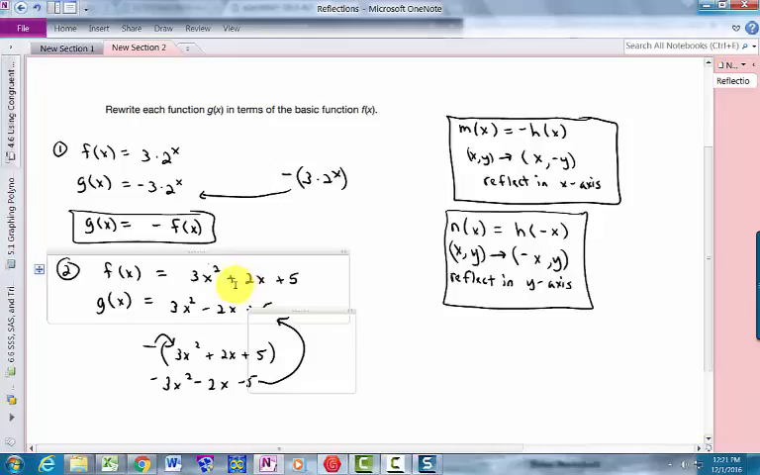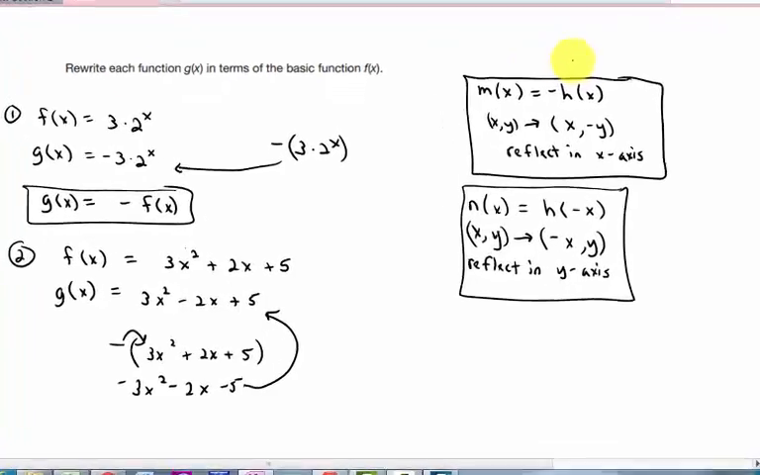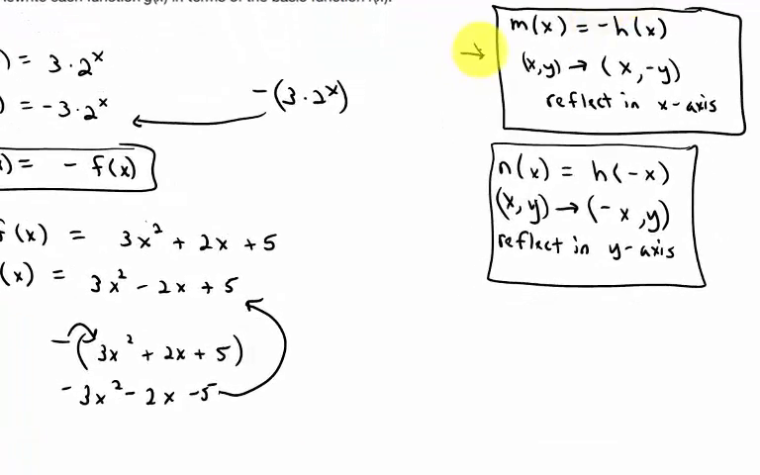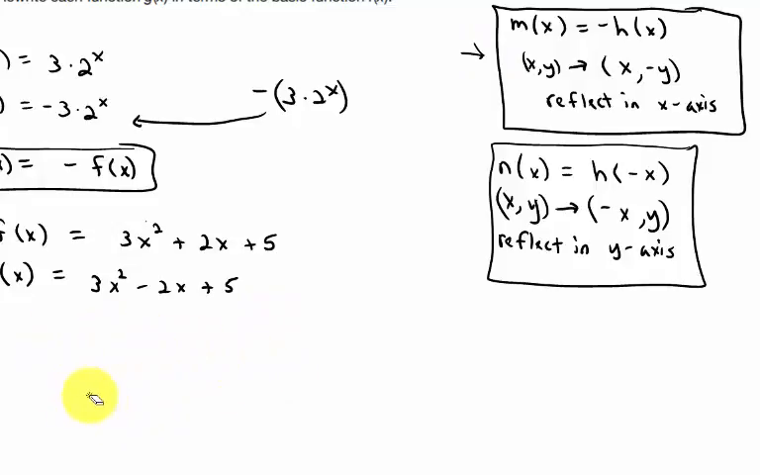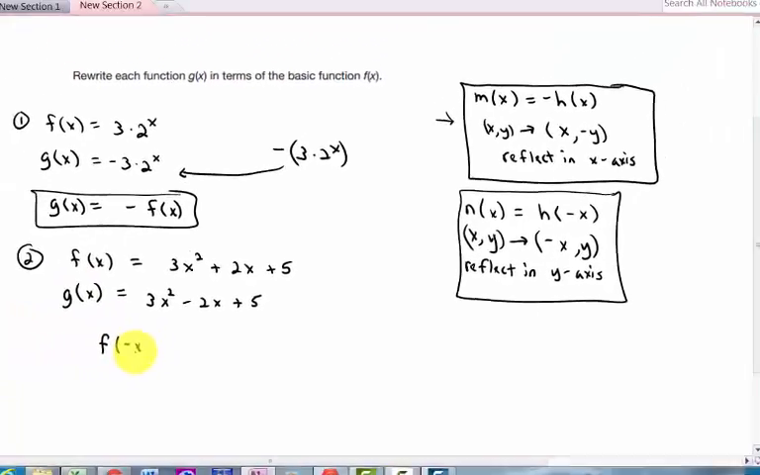So it was obviously not this scenario right here where it was a reflection in the x-axis. Maybe it's a reflection in the y-axis. Well, let's see. In order for that to happen, that means that we would replace f of x, we'd replace every x value with negative x. So we would say f of negative x. What does that look like?